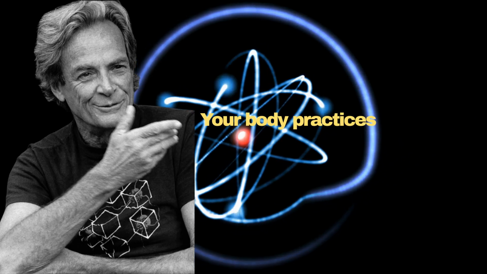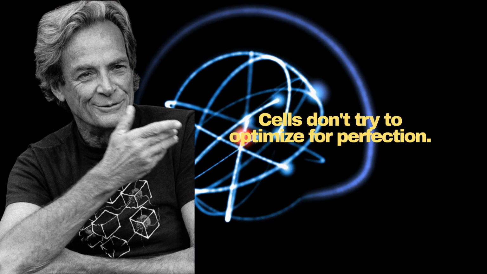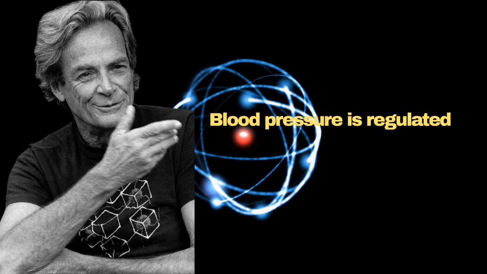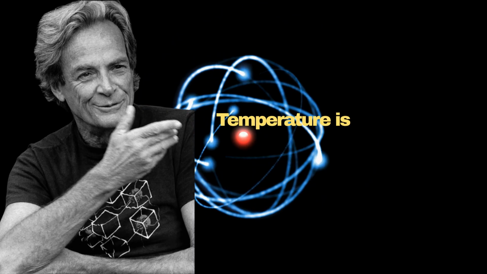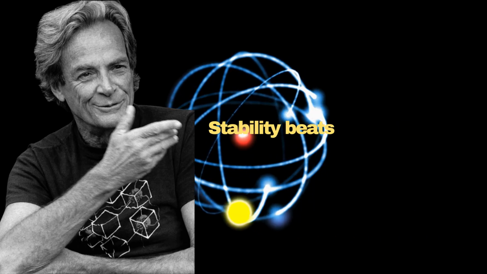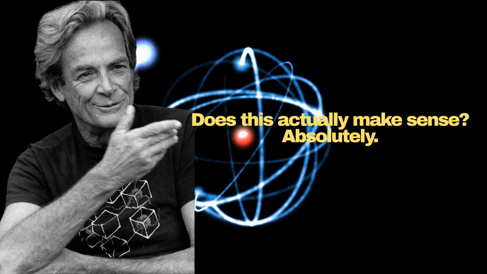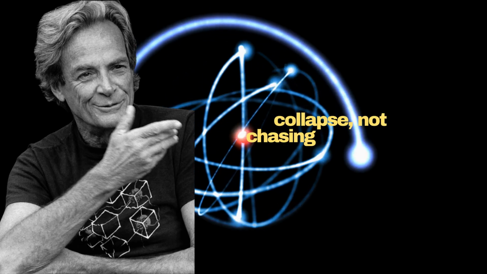Your body practices inversion automatically. Cells don't try to optimize for perfection. They try to prevent catastrophic failure. Blood pressure is regulated not to be ideal, but to stay within safe limits. Temperature is controlled not for comfort, but for survival. Stability beats optimization. Does this actually make sense? Absolutely. Survival is about avoiding collapse, not chasing perfection.